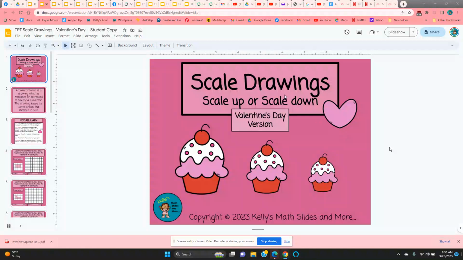Scale drawings. This is the Valentine's Day version. So this is a digital lesson teaching students about scale. It's a lot of fun for the students because they get to use the fill color feature of Google Slides in order to create their drawings.